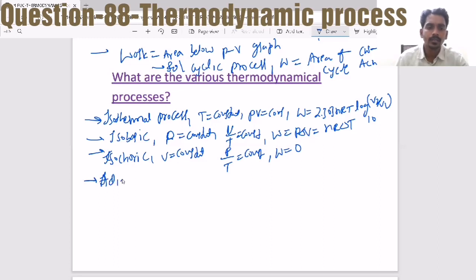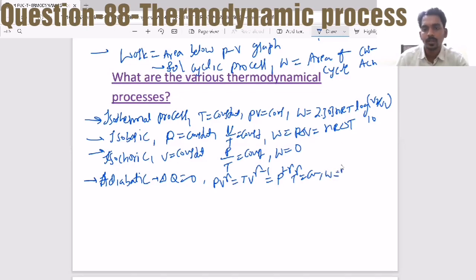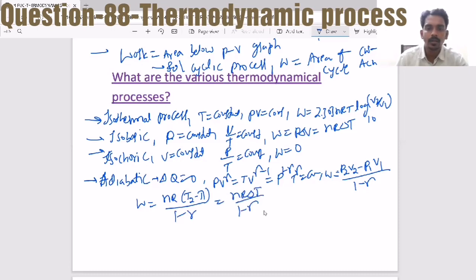And the adiabatic process. In an adiabatic process, delta Q equals 0 and the equation is PV to the power gamma, or TV to the power gamma minus 1, or P to the power 1 minus gamma times T to the power gamma, equal to constant. Here work done equals P2 V2 minus P1 V1 by 1 minus gamma. It can also be written as nR (T2 minus T1) by 1 minus gamma, which is nR delta T by 1 minus gamma.